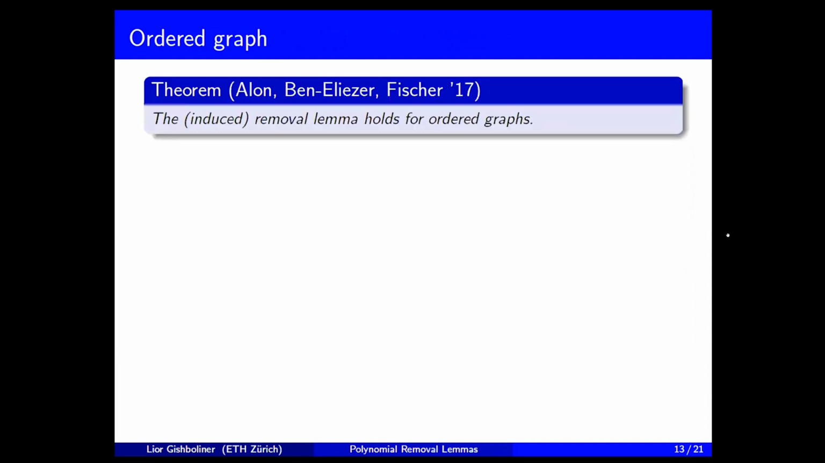Now I want to say something about ordered graphs. There is also an interesting question here. So recently, there was a result of Alon, Ben Eliezer, and Fischer that proved that the removal lemma and also the induced removal lemma, so all the results we saw, hold for ordered graphs. So ordered graphs means that, well, it's the same, but now a copy of H must respect the order of the vertices. And this is actually a complicated proof. It's much more complicated than the unordered case. And they asked, when is the removal lemma polynomial for ordered graphs?